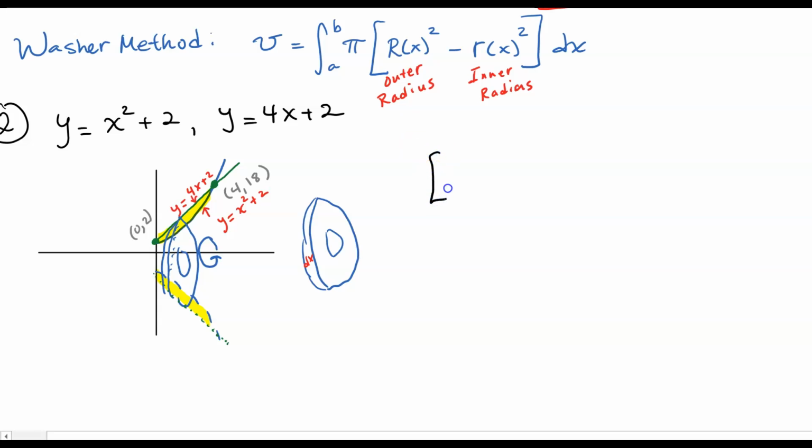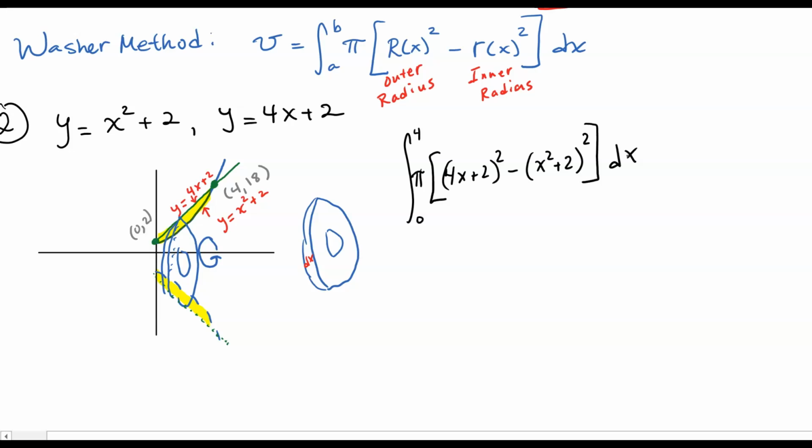And let's see what we've got here. We're going to integrate pi, and we're going to go from 0 in this case to 4 because those are the intersection points there. The outer radius, again, represented by 4x plus 2, and we're going to quantity square that. We're going to subtract x squared plus 2, and we're going to quantity square that. And then we multiply by dx.